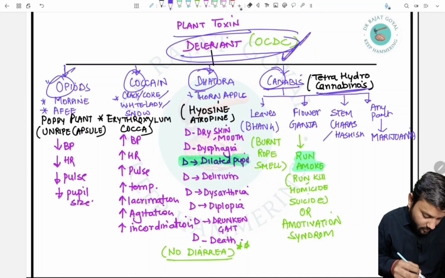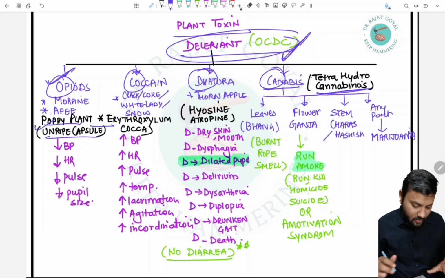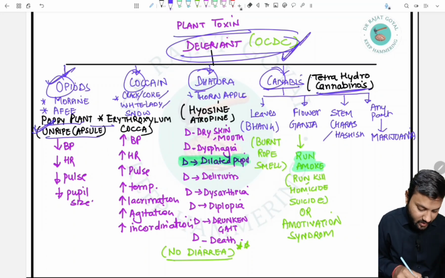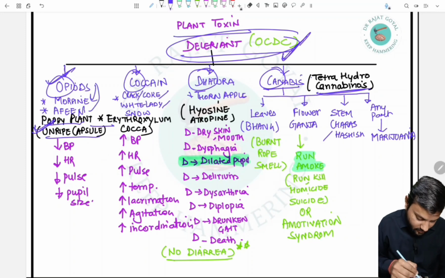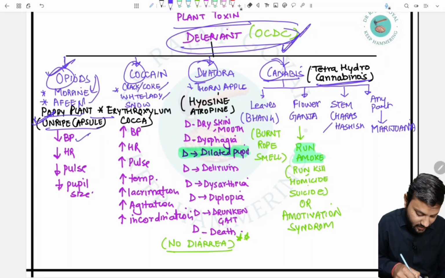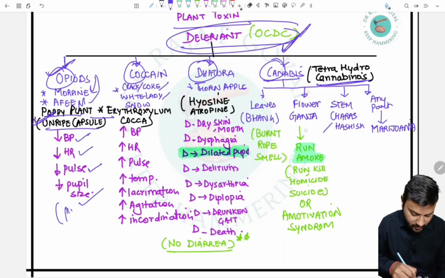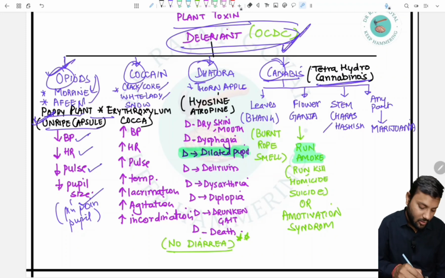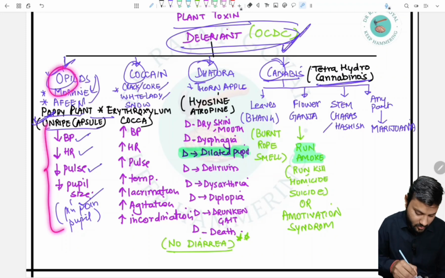So in the opiate, we have to remember that it is derived from the poppy plant or the Papaver somniferum, from the unripe capsule, and it is used for making the morphine or the afim or the codeine, etc. The clinical feature in opiate poisoning is a decrease in BP, decrease in heart rate, decrease in pulse, and decrease in pupil size. So pinpoint pupil occurs. It is important to remember that all the things will decrease in the opiates.